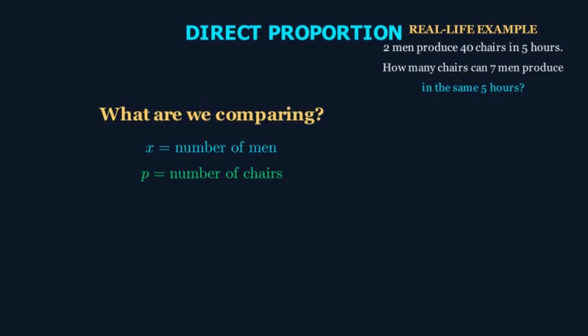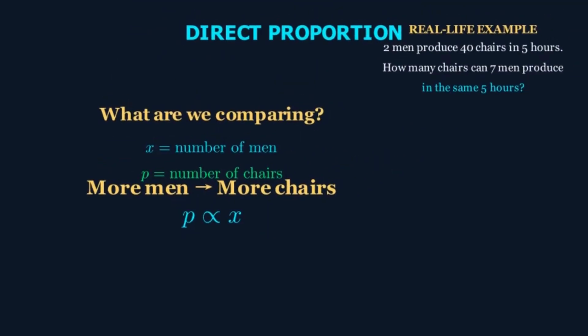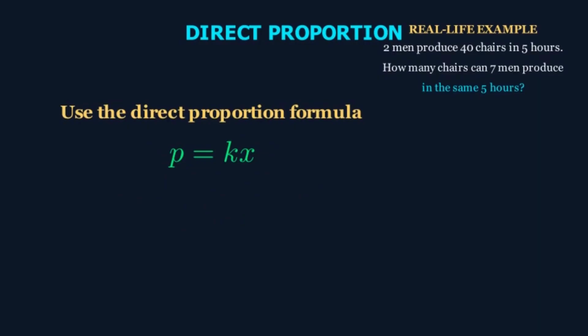So let x represent the number of men and p represent the number of chairs. As the number of men increases, the number of chairs also increases. So this is direct proportion. We can write p is proportional to x. For direct proportion, we use p equals kx. Now let's solve it.